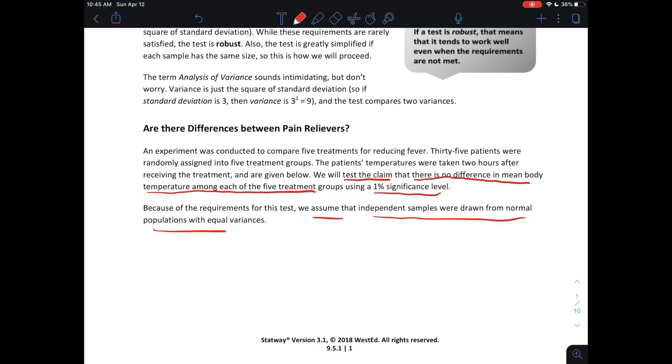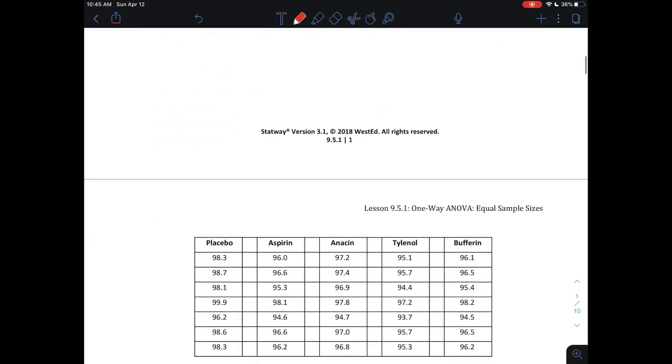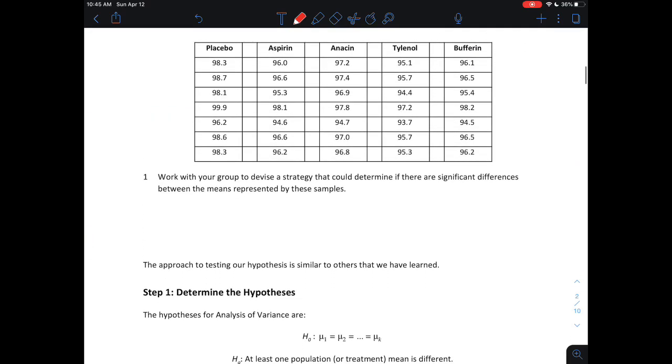So on the next page, you can see the data. So here we can see the 5 treatment groups. These are the columns. The first column is placebo, second column is aspirin, third column is anisine, fourth column is Tylenol, and the fifth column on the right is bufferin. And if you notice, in each column there are 7 numbers. They took 35 people, they split them among 5 groups, so there's 7 people in each group, each getting a different treatment in each group.